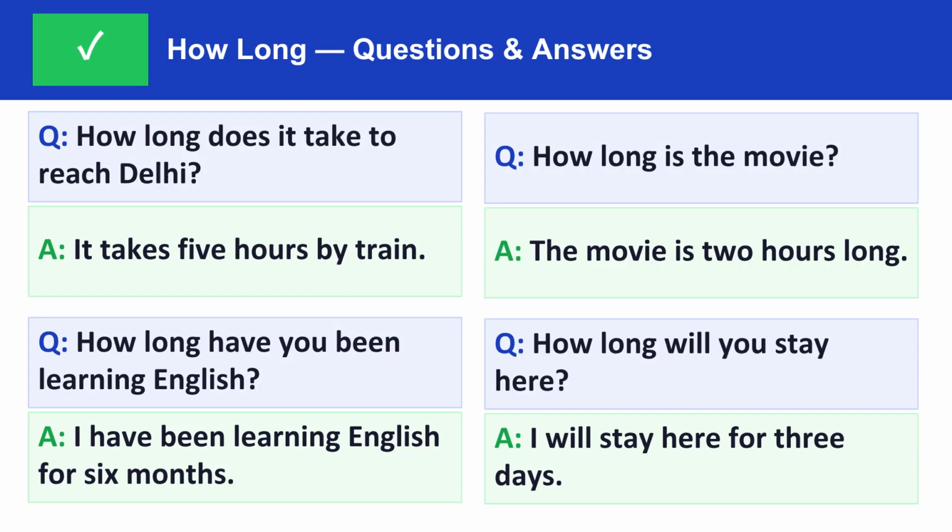Now let's practice how long questions and answers. Question: how long does it take to reach Delhi? Answer: it takes 5 hours by train. Question: how long have you been learning English? Answer: I have been learning English for 6 months.